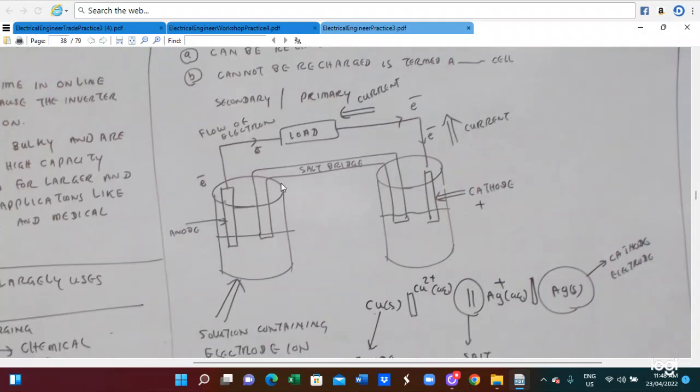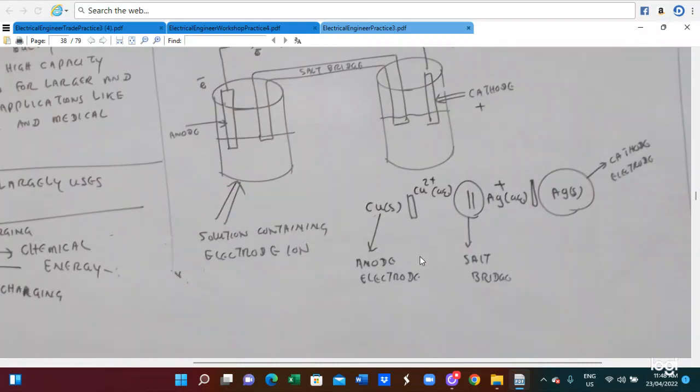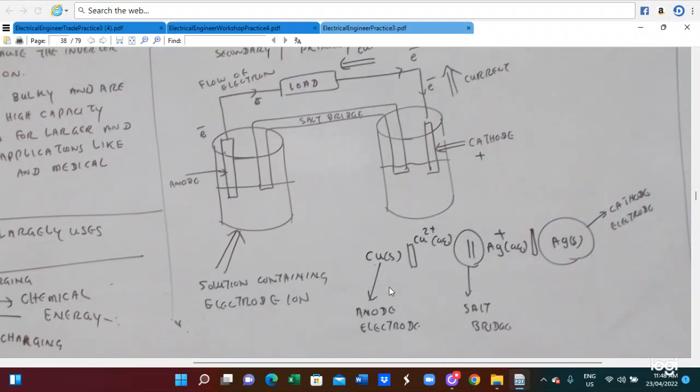So here we need the connection of the basic principle of the chemical cell. This is the anode, this is the solvent, and this is the cathode, and this is the current flow from here to here. So the solution contains the electrode plus ions. This is copper, the anode electrode. On the anode electrode, copper is deposited. There is the salt bridge, and this is the copper, and this is the cathode electrode. So this is the charging principle and the chemical cell equivalent diagram.